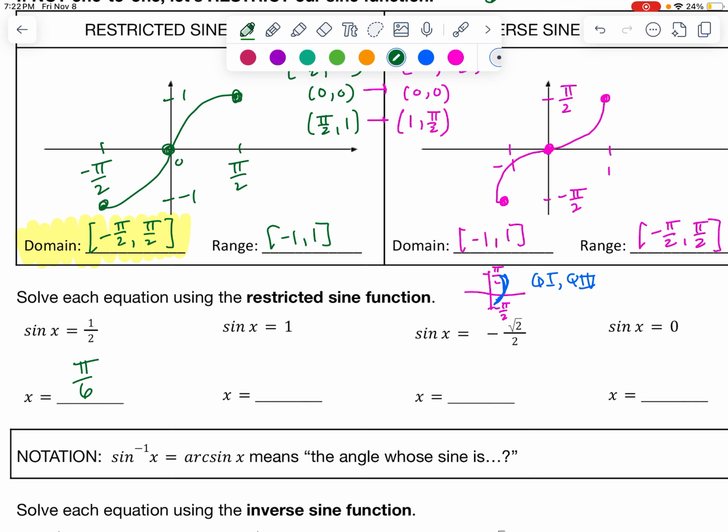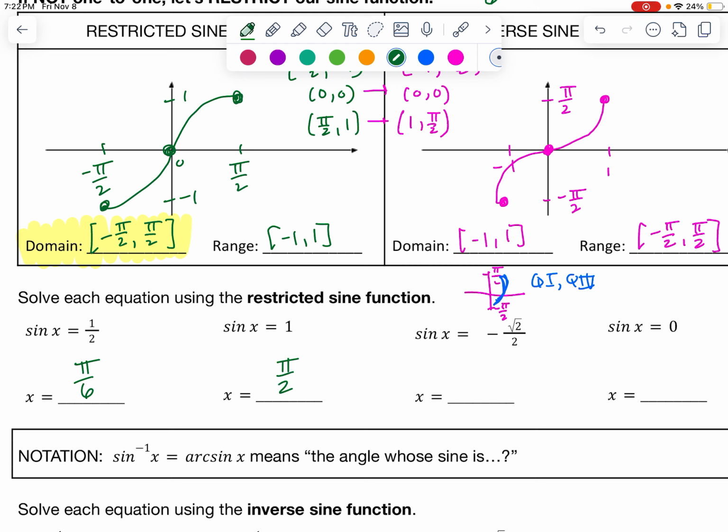Okay, same exact thing for the second one. What x value gives me a sine of 1? It gives me pi over 2, and it checks out because pi over 2 is included in my domain.